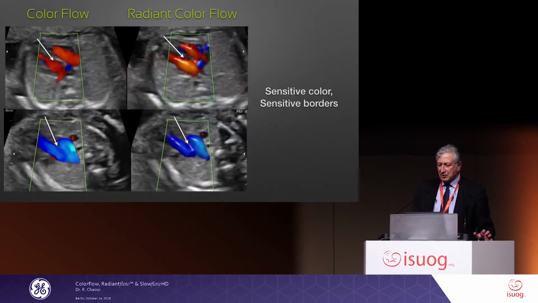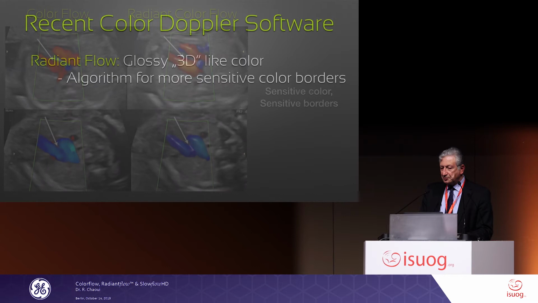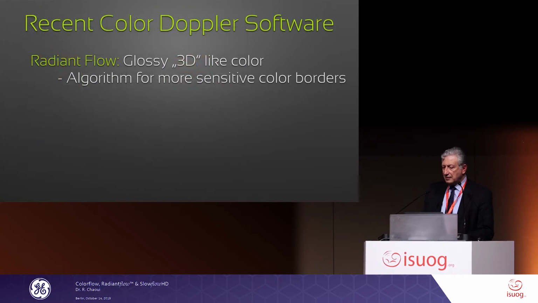So, as I told you, at the beginning I assumed it's only a kind of coloration with the highlight of the middle of the high velocity. But actually, if you look carefully, you can see very clearly the borders. Theoretically, when you see such a picture here on the lower left, you do not know whether there is a connection between the two vessels. But once you see the border, you see that this is the vessel going down. So it's not only a gimmick of color, but also a sensitive calculation of color and borders as well. So Radiantflow looks like a 3D. It has an algorithm for more sensitive color borders.